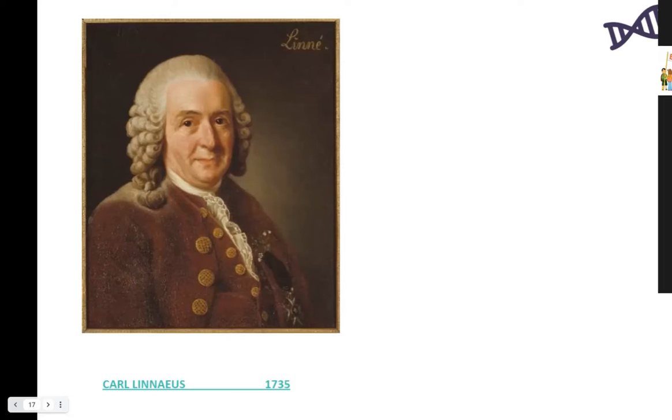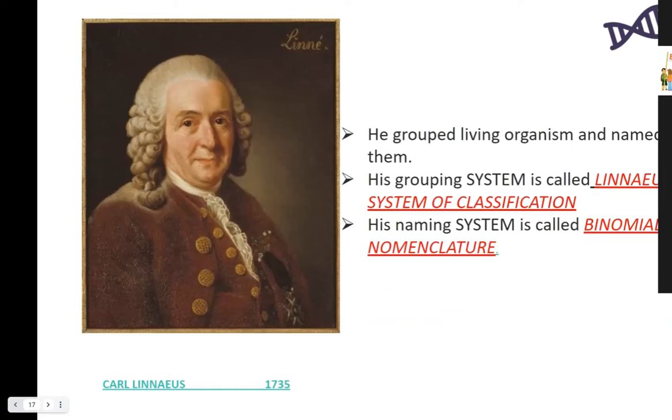Linnaeus, in the 17th century, 1735. You just remember 17th century. What did he do? He did two important things. One of the things he did, he grouped living organisms and named them. Firstly, he grouped the organisms, he put the organisms into different categories, and then he named the organisms, okay?